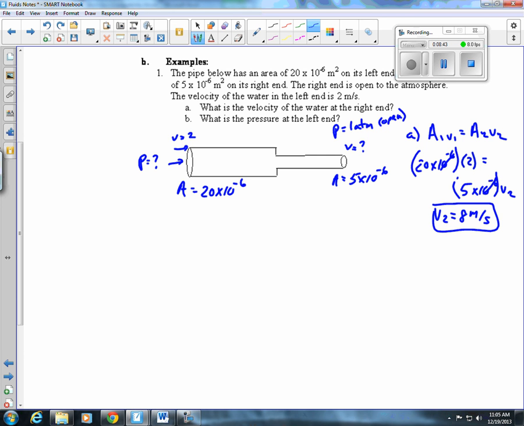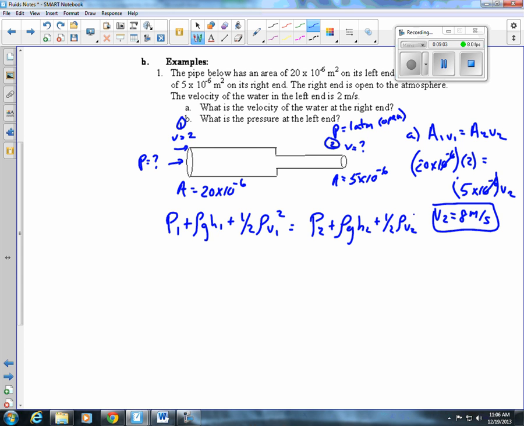Now, what is the pressure at the left end? Well, we're going to use Bernoulli's equation, and we're going to call this point 1, we're going to call this point 2. All right, so P1 plus rho g h1 plus 1/2 rho v1 squared equals P2 plus rho g h2 plus 1/2 rho v2 squared. Now, just like in conservation of energy problems, roller coasters, whatever, you look for where things are equal or where things can be 0. There's no change in height here, so I can say h1 equals h2 equals 0, and then I don't have to worry about these terms here at all.